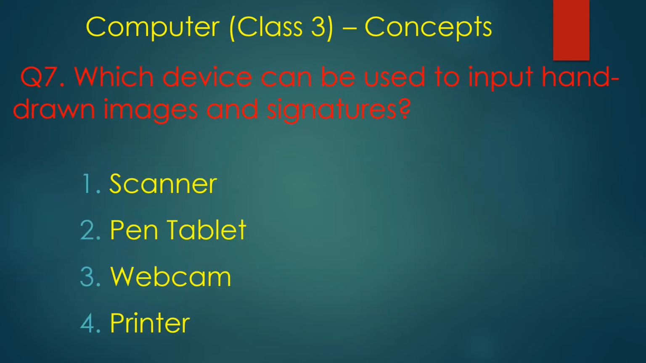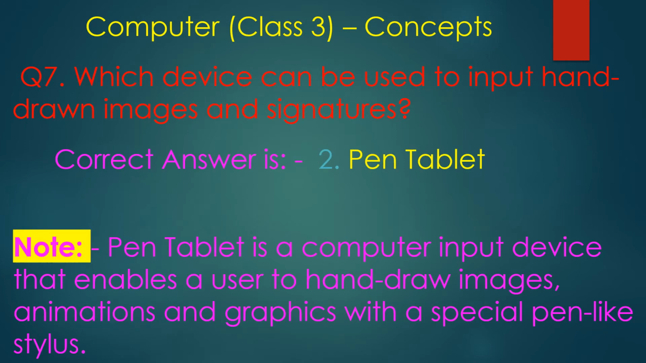Which device can be used to input a hand drawn image and signature? Scanner, pen tablet, webcam, printer. Pen tablet. A pen tablet is a computer input device that enables a user to hand draw images, animation and graphics with a special pen-like stylus. A pen tablet is an input device used to hand draw images like signatures, etc.